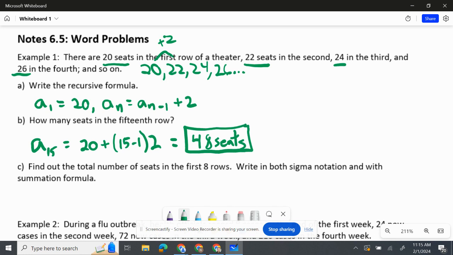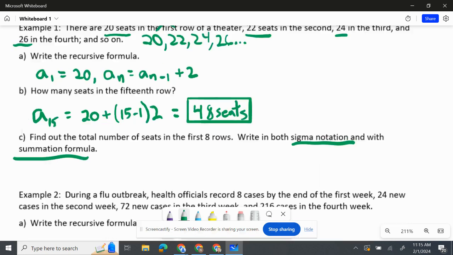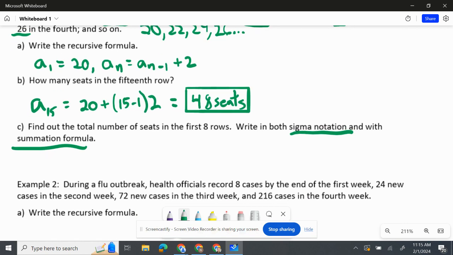Now for letter C, it says find the total number of seats in the first 8 rows. We're going to write it in sigma notation, and then use a summation formula to find it. So in sigma notation, we have our sigma. We start with 1, and since it's the first 8 rows, we end with 8. We put 20 plus I minus 1, and then 2. So that's the sigma notation.